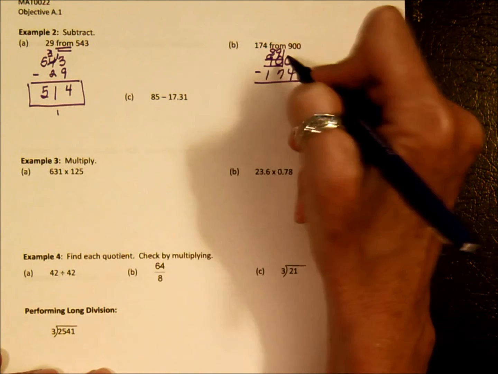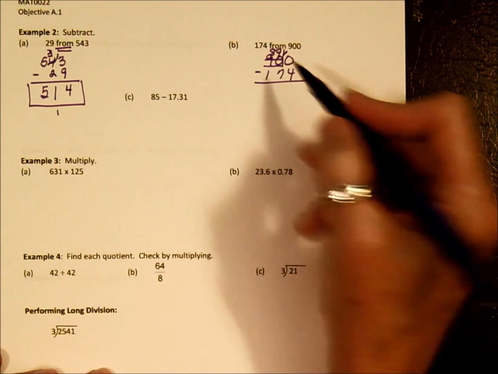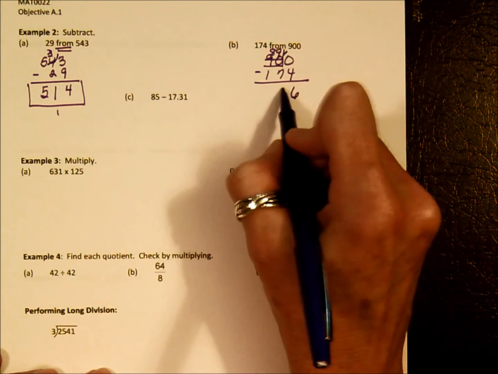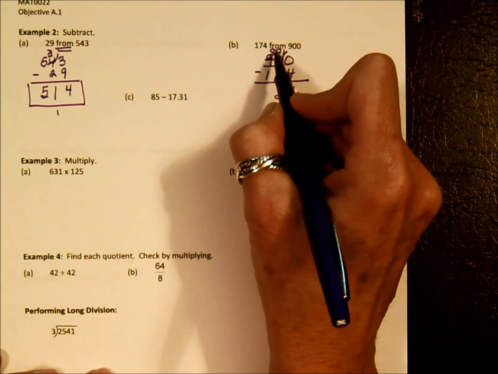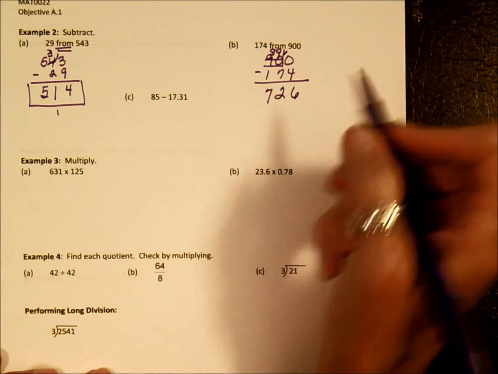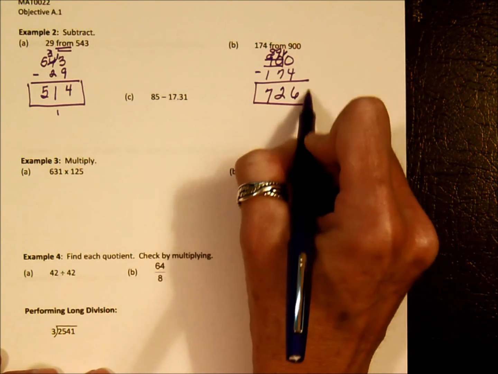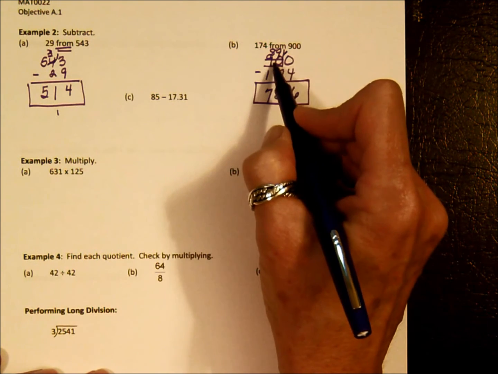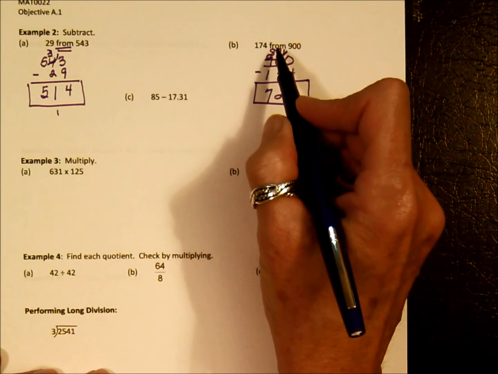This now becomes a 10. 10 take away 4 is 6. This is a 9. 9 take away 7 is 2. This is an 8. 8 take away 1 is 7. And I was able to do that in one step, rather than borrowing and making that a 10 and then borrowing it again and making it a 9. That's very, very confusing. So let me show you one more time what you would do.